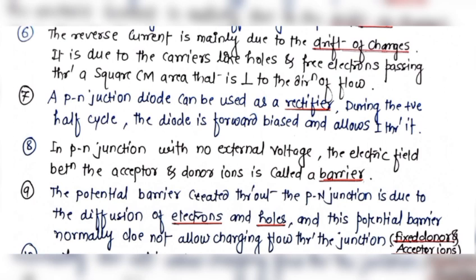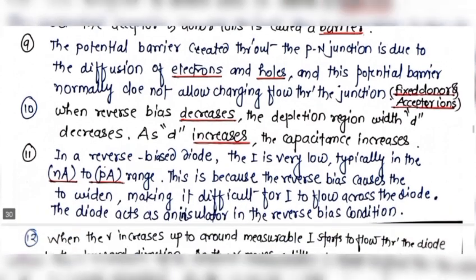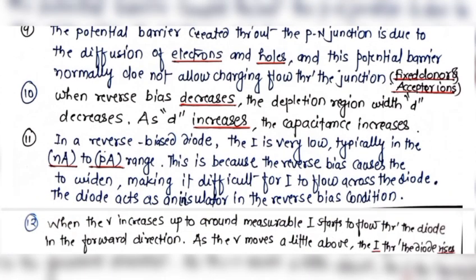In PN junction with no external voltage, the electric field between the acceptor and donor ions is called a barrier. The potential barrier created throughout the PN junction is due to the diffusion of electrons and holes, and this potential barrier normally does not allow charge flow through the junction, fixed donor and acceptor ions.